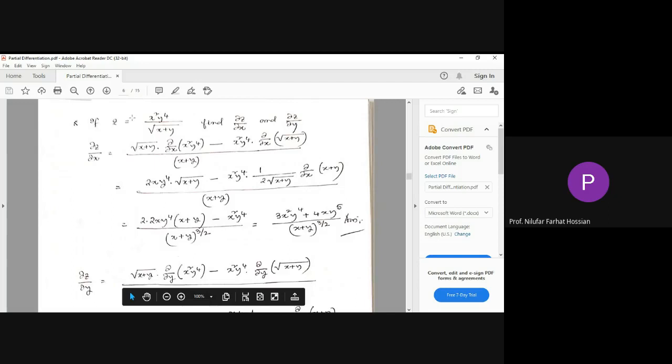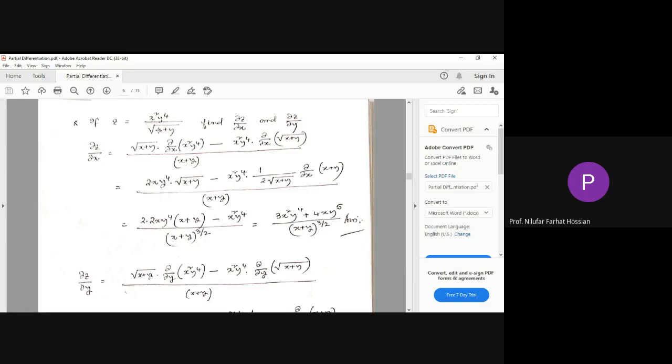This is your function. Z equal to x square y to the power 4 divided by root over x plus y. Find del z by del x and del z by del y. So at first you have to differentiate it with respect to x and then we have to differentiate it with respect to y. In this case, y is to be treated as a constant, here x is to be treated as a constant. So at first let us find del z by del x.